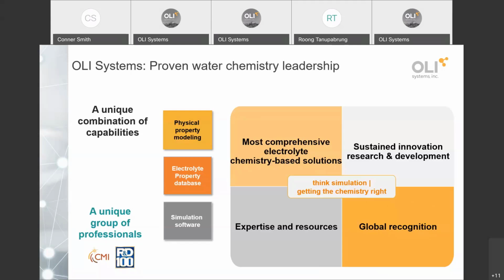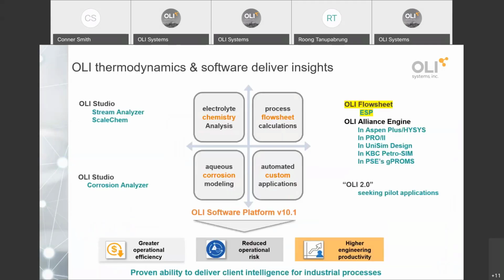We also have a team who are not on the line today of about 8 thermophysical property modeling experts. So we do spend a lot of time making sure we get that chemistry right. A very quick breakdown of our software solutions in case you are not familiar. So the core product, up here in the top left, is OLI Studio Stream Analyzer. This is essentially a virtual laboratory on your desktop.